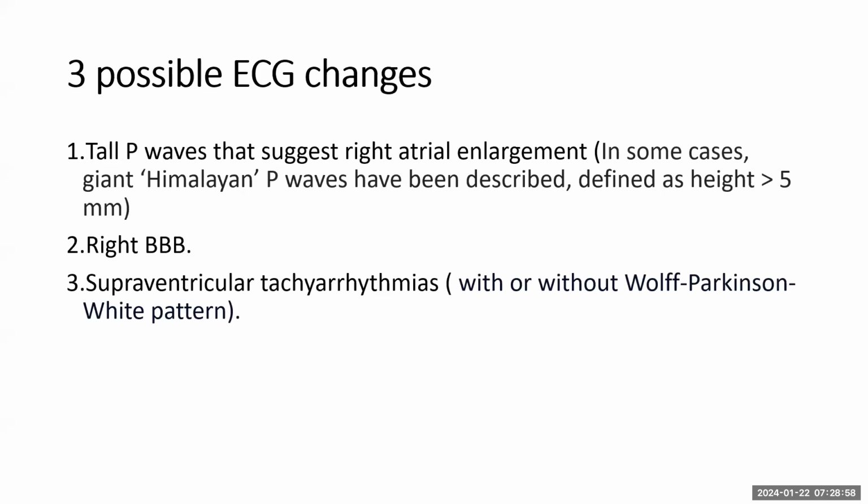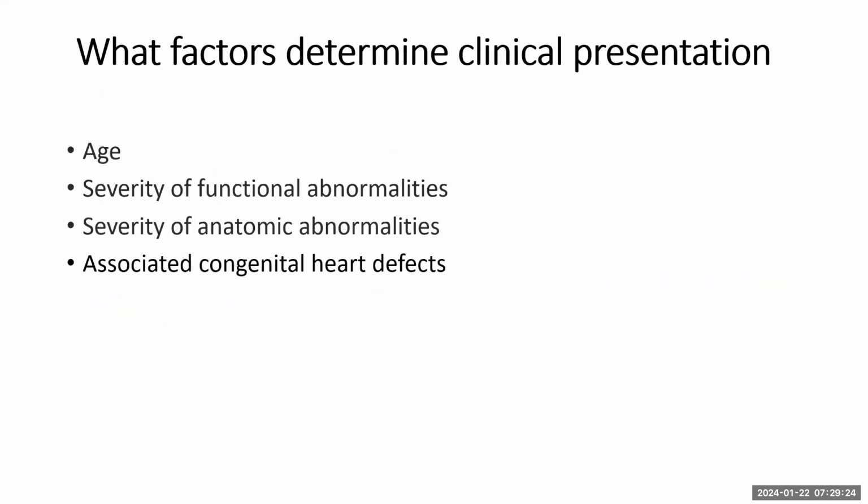Three possible ECG changes: tall P waves, which suggest right atrial enlargement. In some cases, we can also see very giant P waves, with height greater than 5 mm. Then we can also see right bundle branch block and supraventricular tachyarrhythmias, which may or may not exist with the Wolff-Parkinson-White pattern.